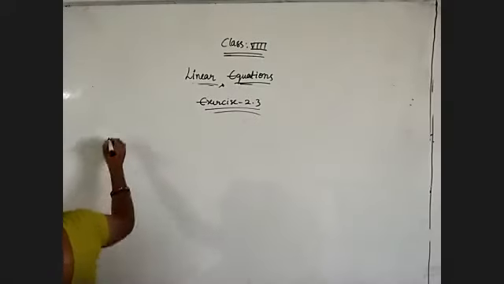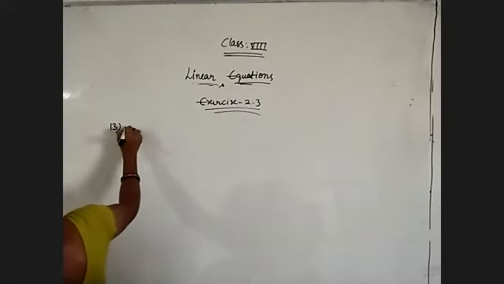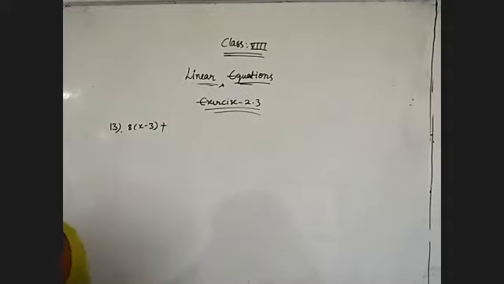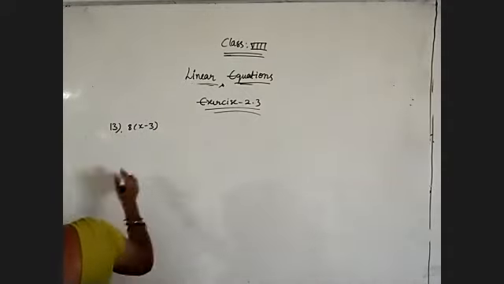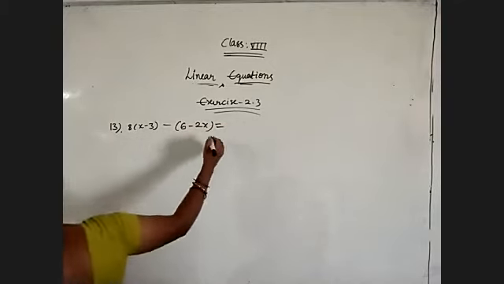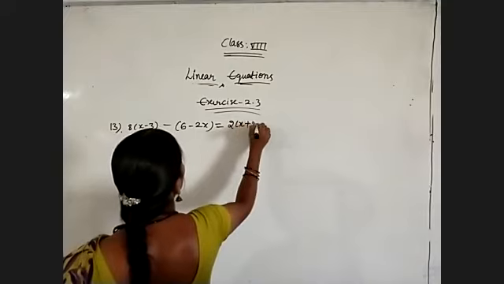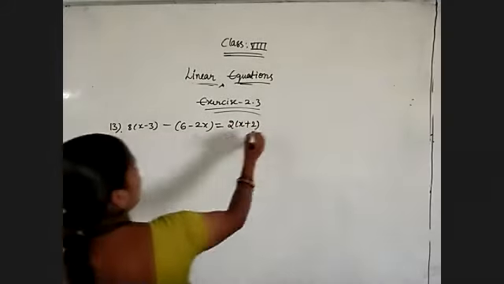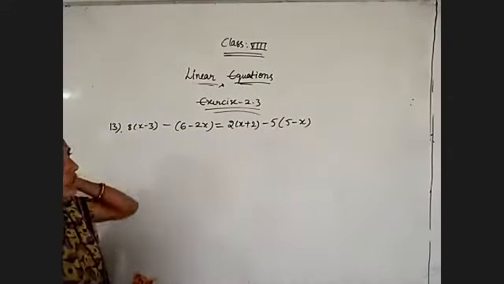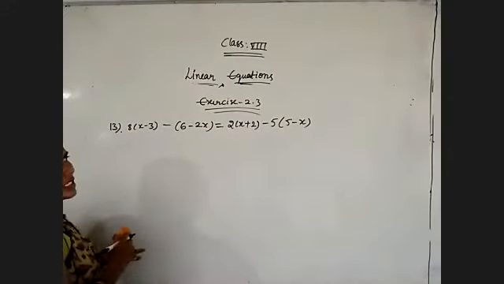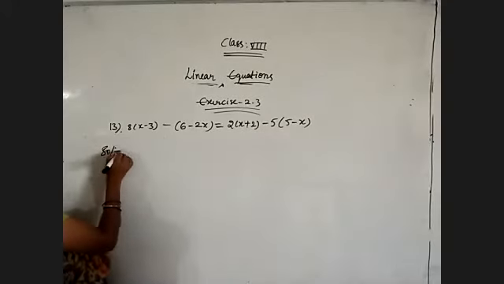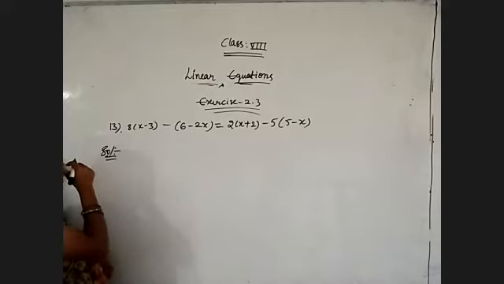Now coming to the 13th question. 8 into x minus 3 plus minus of 6 minus 2x is equal to 2 into x plus 2 minus 5 into 5 minus x. So this is the given question. Now I want to simplify. First I have to remove the brackets. So remove the brackets by multiplying whatever is preceding the bracket.